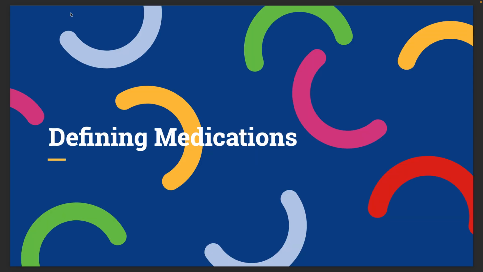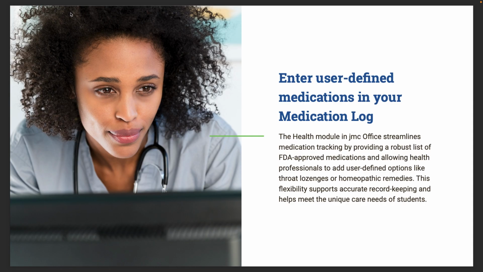So like I said, we are going to talk about inventory, but first we're going to talk about defining medications. The health module in JMC Office streamlines medication tracking by providing a robust list of FDA-approved medications. So those were the medications we were just looking at. But it also allows health professionals to add user-defined options like throat lozenges or homeopathic remedies. This flexibility supports accurate record keeping and helps meet the unique care of students.